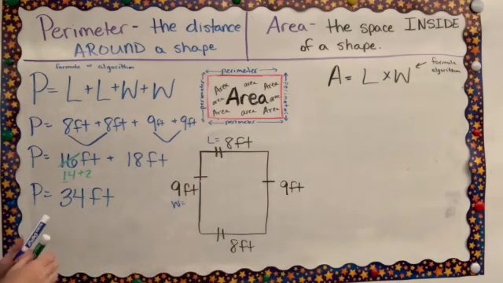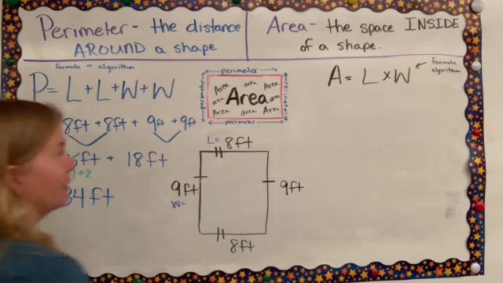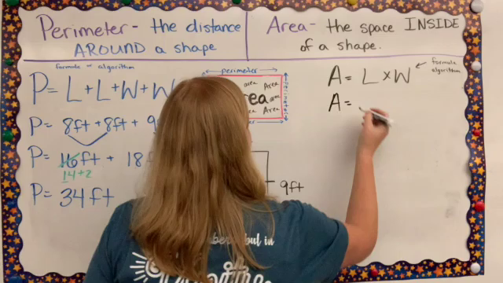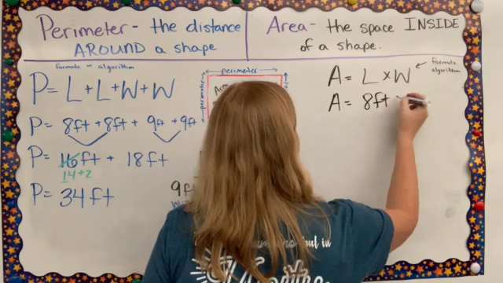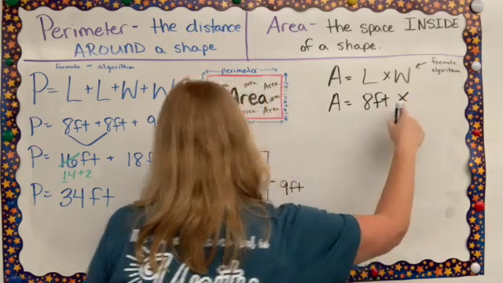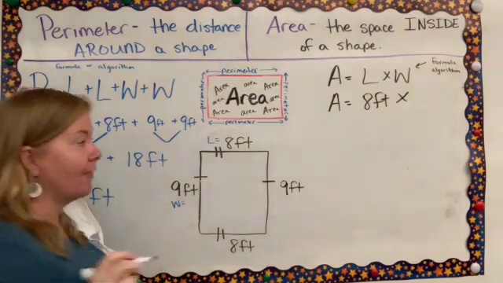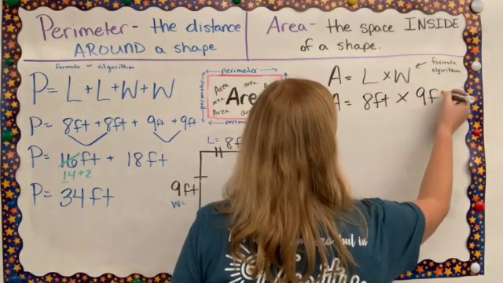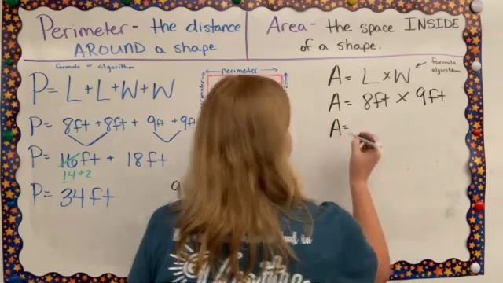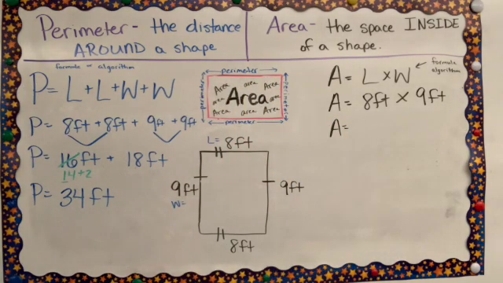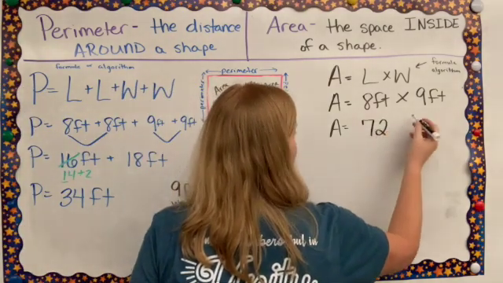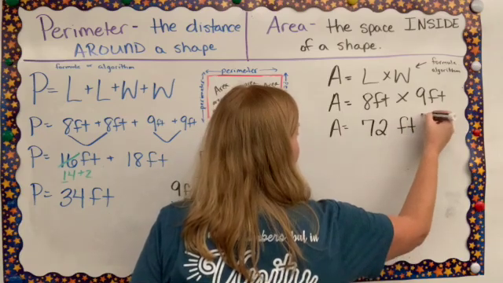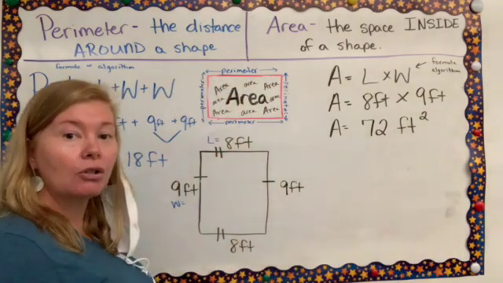All right, last but not least, let's do our area. Area equals length times width. Area equals, what's my length? 8 feet times, make sure you realize what you're doing, times 9 feet. What is 8 times 9? If you don't know, you have to start working on that. 72 feet squared.